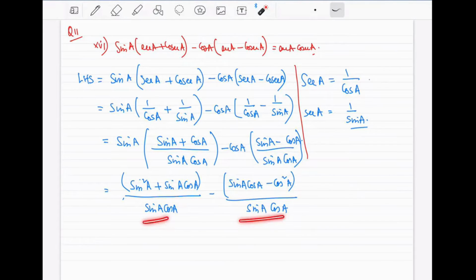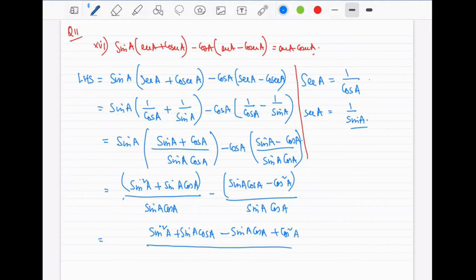Look, the denominators are the same. That means I can combine these two terms. I can keep the denominator common and then put the two numerators together, right? So let's put the two numerators together, sine square A plus sine A cos A. I'm opening the bracket now. There is a plus sign here, so opening the bracket doesn't change any signs. But if I open this bracket, since there is a minus sign outside, you have to multiply the sign. So minus sine A cos A plus cos square A, divided by sine A cos A.